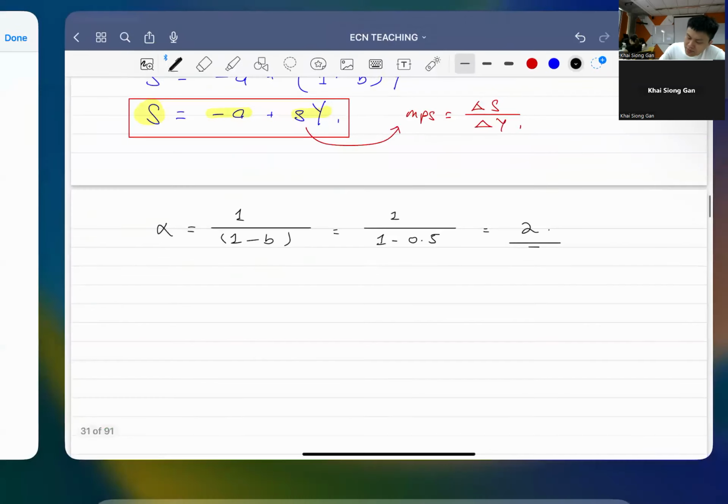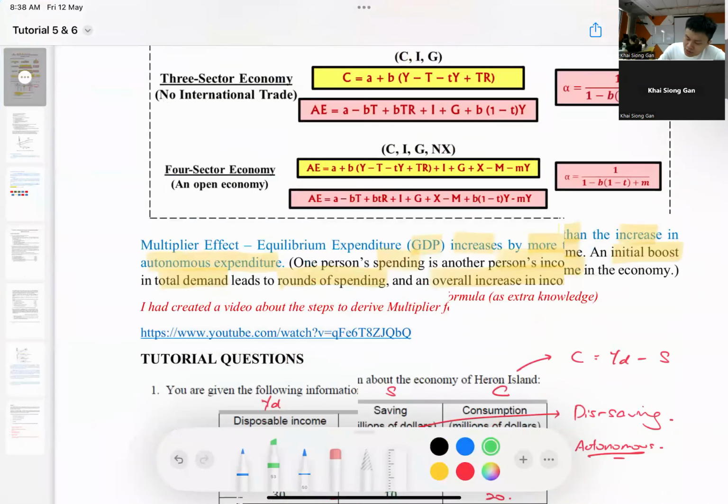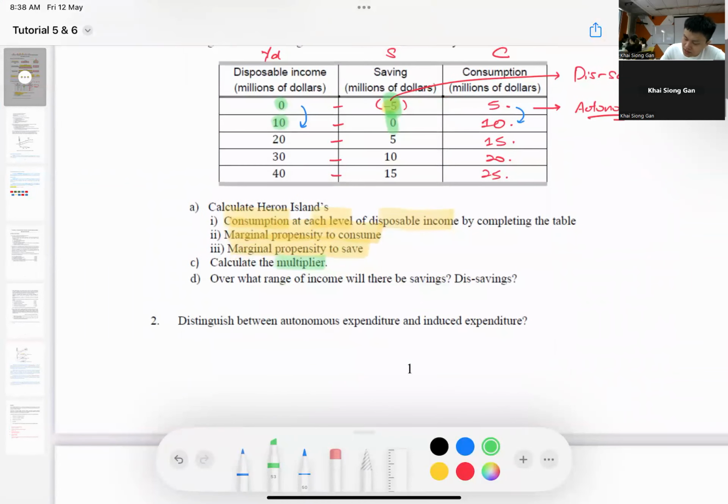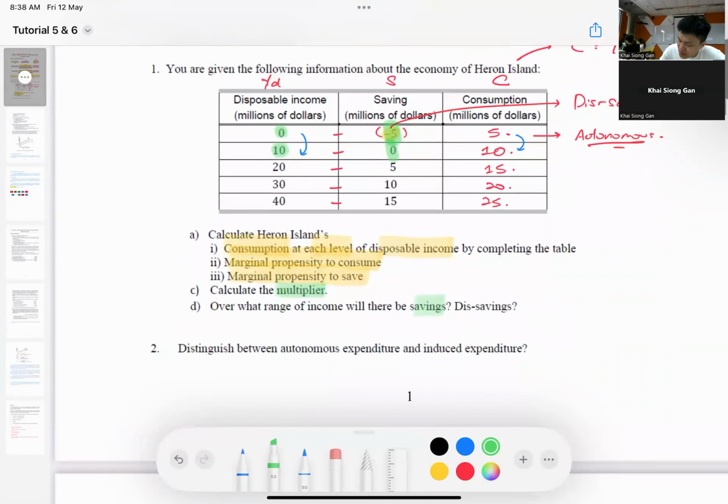Now, let's say I add on one question over here. Let me answer this one first. Over what range of income will they be saving? So there will only be saving when the disposable income starts from 20 onwards: 20, 30, 40. Then only you can see saving starts to go up. Which part is this saving? This saving is the first part, when income is nothing.